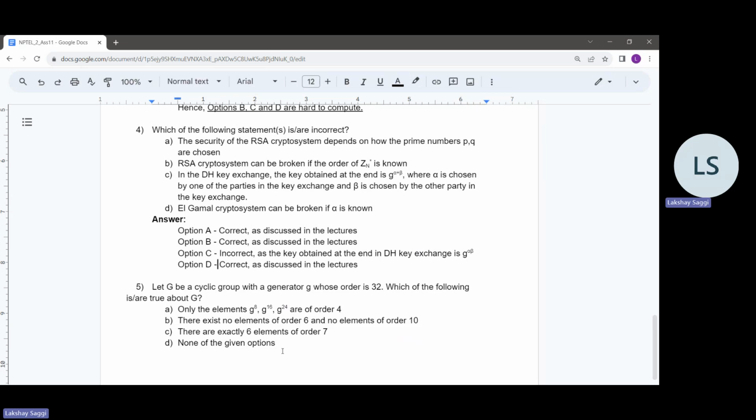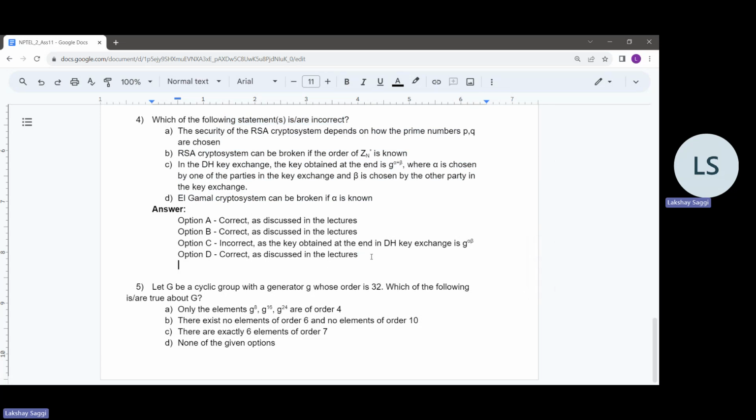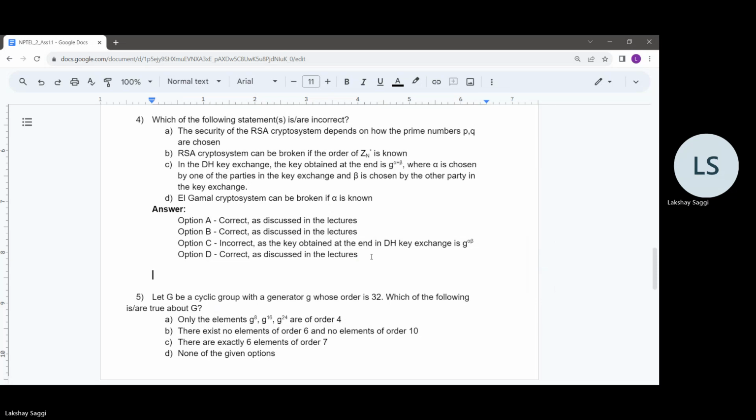So now let's come to the fifth question. This question, like the fourth question, was nothing but a direct statement from the lecture. We just need to find out which of the following statements are incorrect. A, B, and D are correct, so the only incorrect statement is option C.